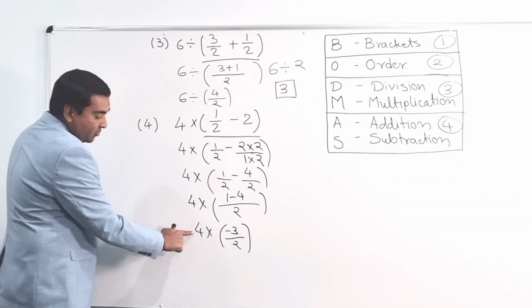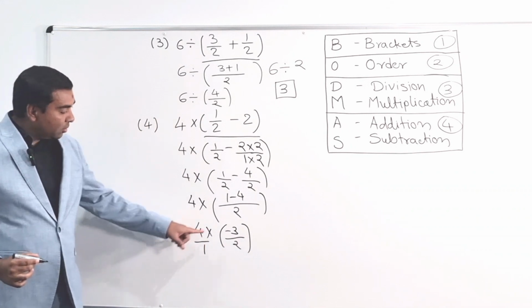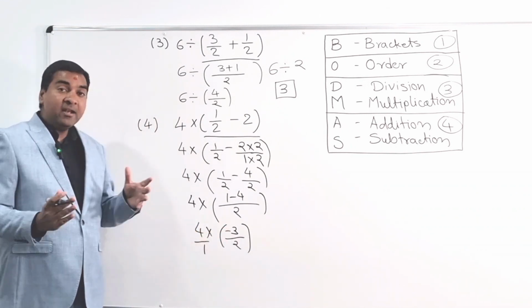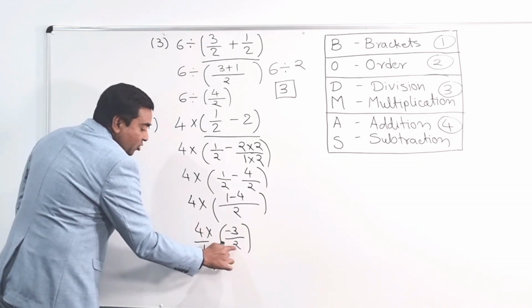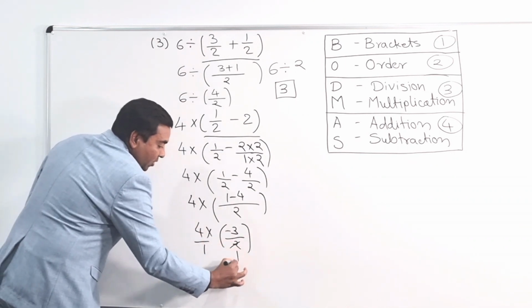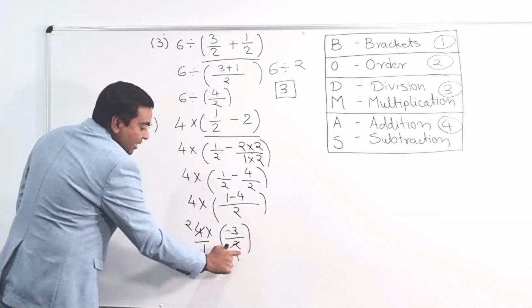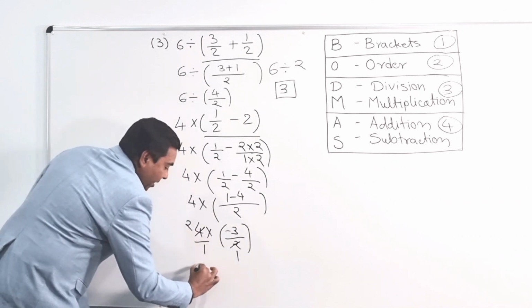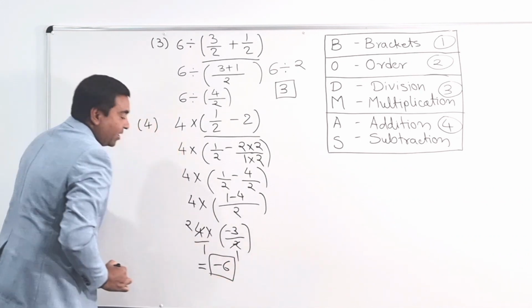Now this 4, I can write as 4 over 1 so that they both look like fractions. When I'm multiplying, if there is anything common, I can do a bit of cancelling in the top and bottom. I can see there is a 2 here, there's a 4 here. So 2 is common: 2 1s are 2, 2 2s are 4. Now in the denominator there is nothing left. On the numerator there is minus 3 times 2. Minus 3 times 2 is minus 6, and that is my final answer.